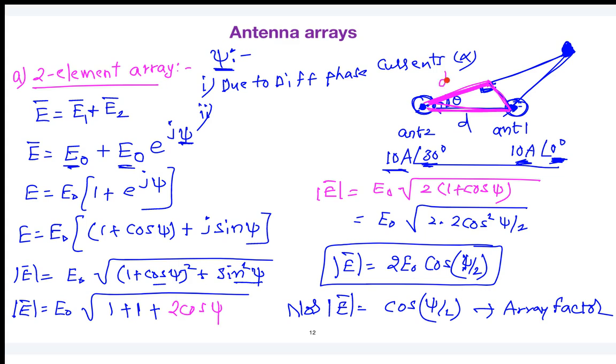Since it is adjacent, you will get hypotenuse times cos theta, right? So how much phase shift is it going to contribute? You know that when the distance is lambda, the total phase shift is 2 pi radians. Now, what is the distance covered right now? d cos theta.